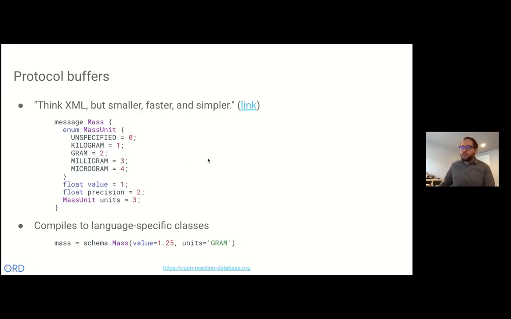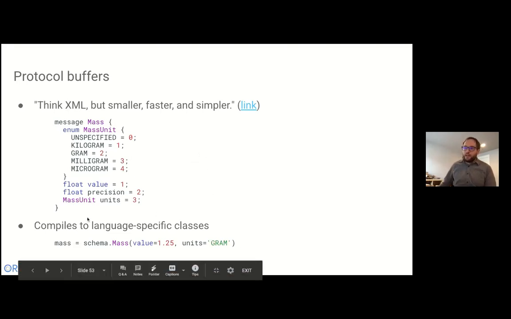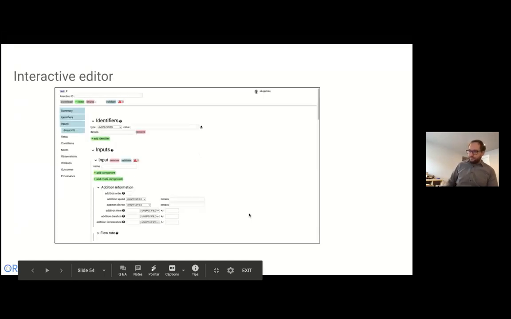If you've ever had to deal with parsing XML and then you give protocol buffers a try, I think you'll find them refreshing, in particular because protocol buffers can be compiled into language-specific classes, like this Python class for defining the mass of a thing that is very easy to use.